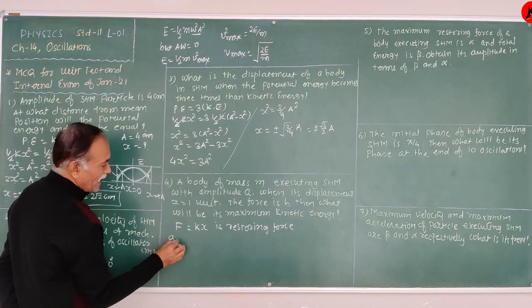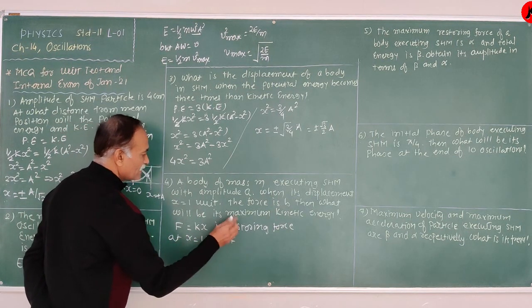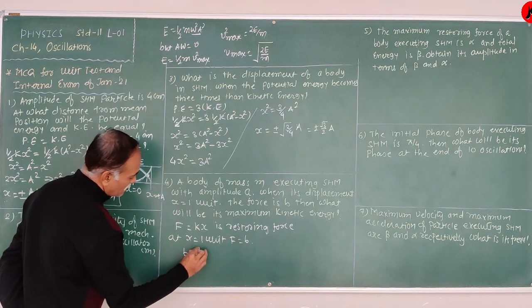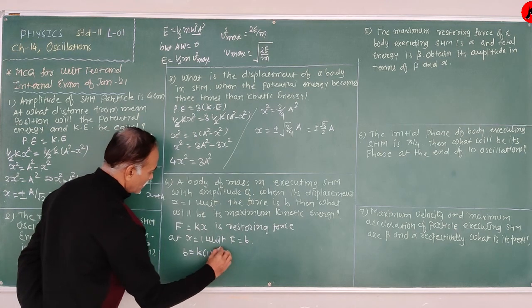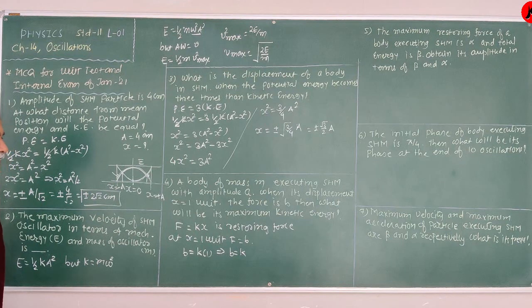Now, at x is equal to 1 unit, F is given as b. Therefore, b is equal to k into 1. Therefore, b is equal to k. Restoring force b is equal to k.